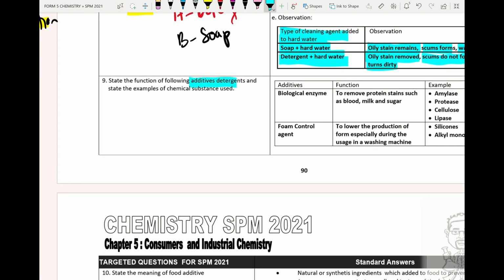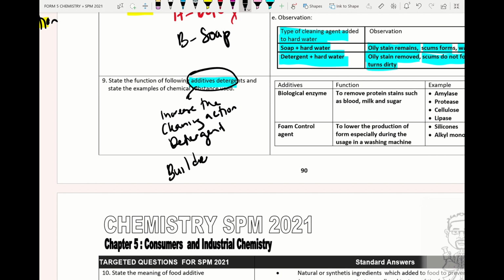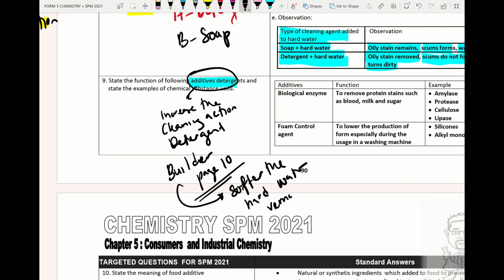All right, so we have additive detergent. An additive is added to the detergent to increase the cleaning action or cleaning power of the detergent. So we have a few additives. Please remember builder. Go through this module, go to page number 10. What is the function of the builder? Soften the hard water. It removes what ions? Remove calcium ion and magnesium ion, given on page number 10.